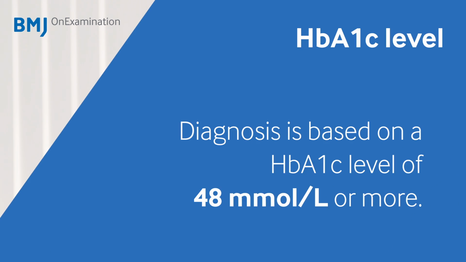Diabetes can also be diagnosed on the basis of the HbA1c level. The threshold level is 48 millimoles per litre. So a diagnosis is made if the HbA1c is greater than 48 millimoles per litre. But you should remember that a level of less than 48 millimoles per litre doesn't exclude diabetes.